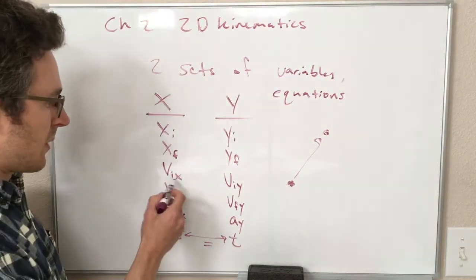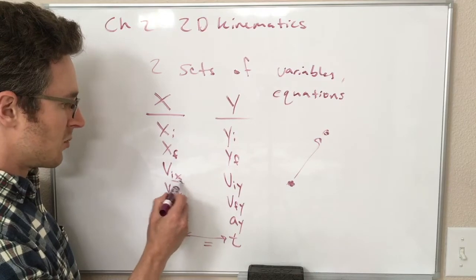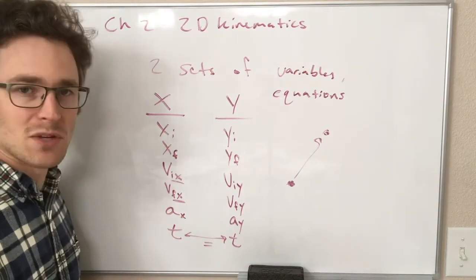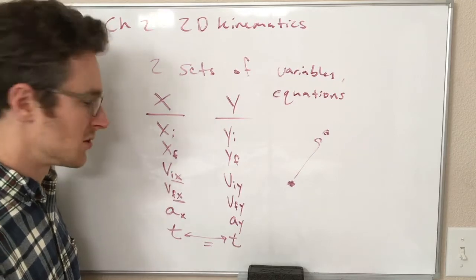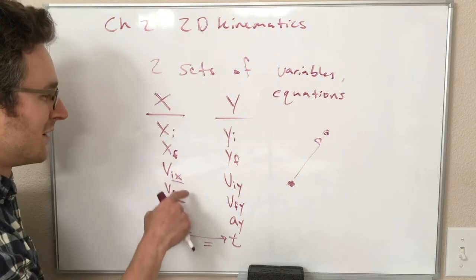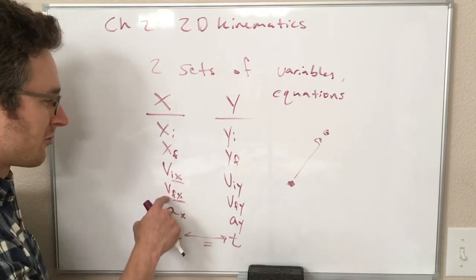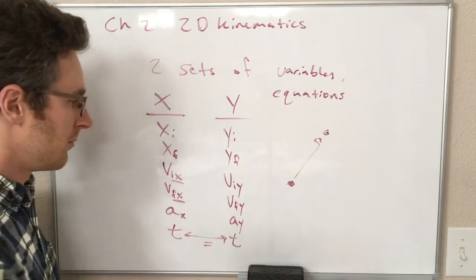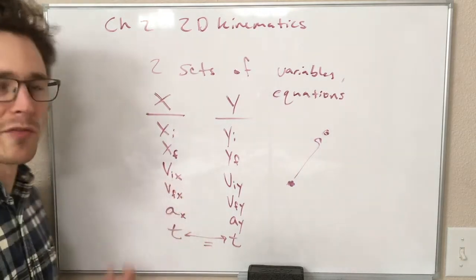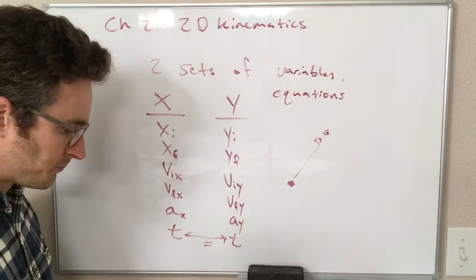A quick disclaimer about these subscripts. I'm not super careful about what order the I and the X are in. Sometimes I write VIX, sometimes I write VXI, VX initial. So it's either an I or an F, and it's either an X or a Y. So it should be easy to tell what I mean, even if I flip the order of the I and the X in the subscript.